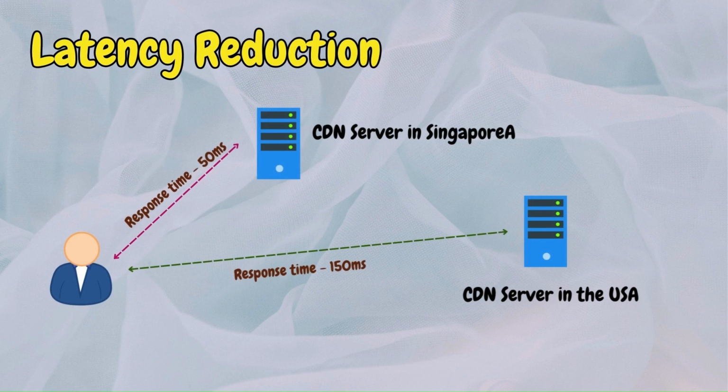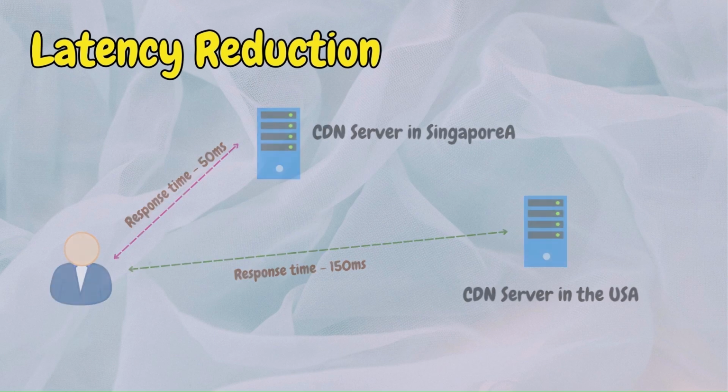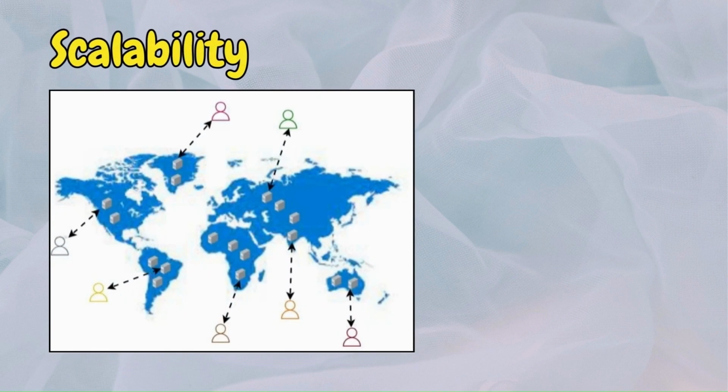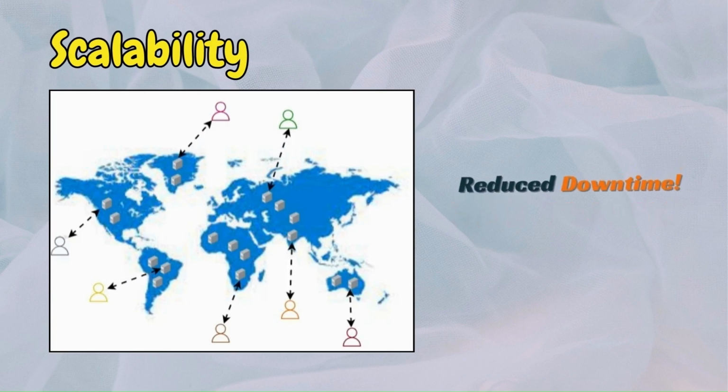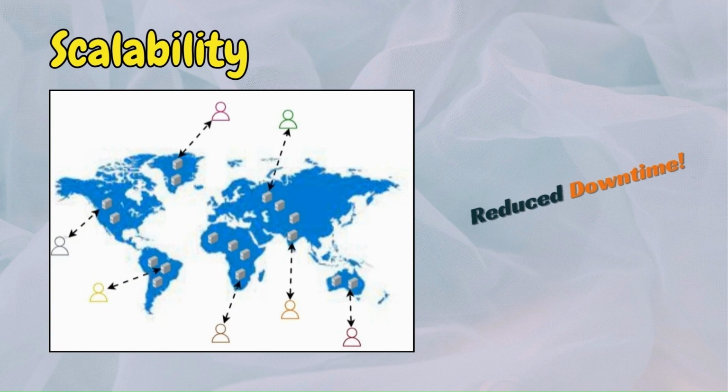By serving content from servers closer to users, CDNs minimize the time it takes for data to travel, resulting in latency reduction, faster load times, and improved user experience. CDNs can handle high traffic loads and sudden spikes in demand by distributing content across multiple servers. This prevents website crashes and downtime and helps websites scale.